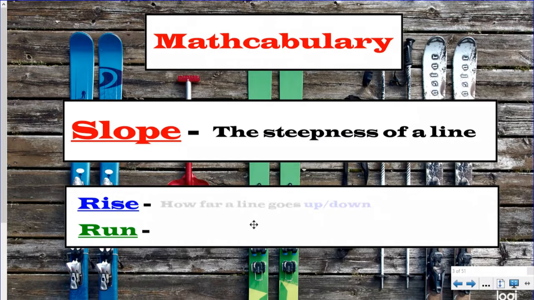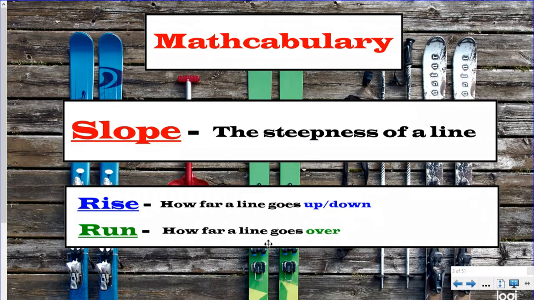We're also going to be using the word rise. Rise is how far a line goes up and down. And run is how far a line goes over. So either right or left, right? So think about rising up and down and running left and right.